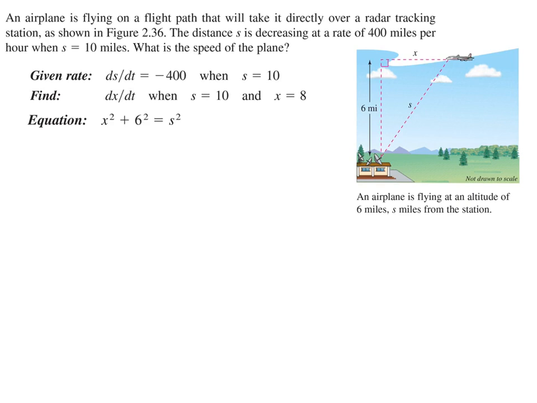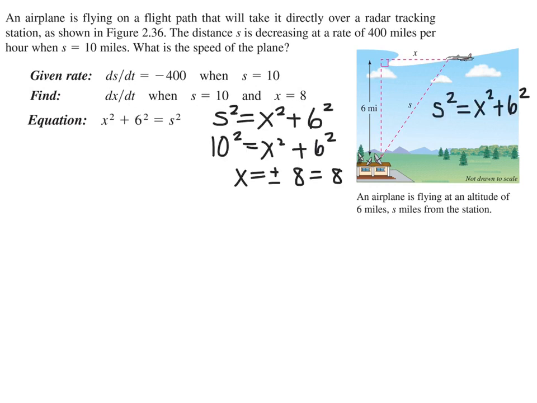So some things that we can turn into equations already is the rate of change. So ds/dt is equal to negative 400 because it's decreasing when s equals 10 miles. So we're looking for the speed of the plane, so we can just call that x right here. So dx/dt when s equals 10 and x equals 8. That comes from just writing the Pythagorean theorem based on these variables here. So s squared is equal to x squared plus 6 squared, which is 36. And if I plug in 10 for s, I can solve for x to be 8. So that's how we got x equals 8 there.